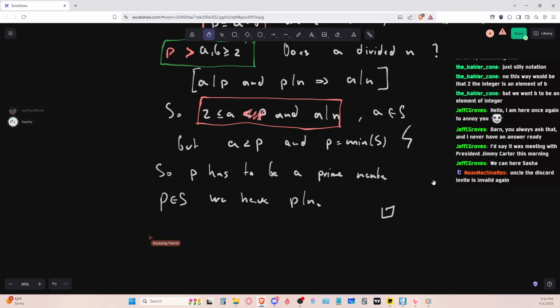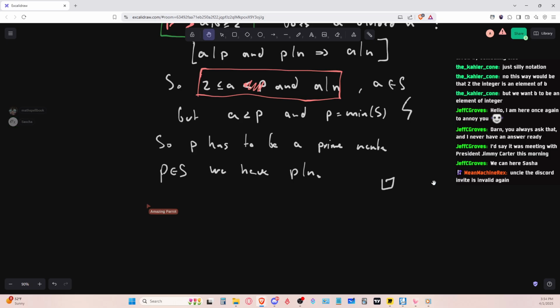So now we're gonna prove the existence part. So maybe here, instead of calling it a lemma, maybe we can call it a theorem, or maybe something more ambitious. But we're gonna call it existence of prime factorization. Okay.